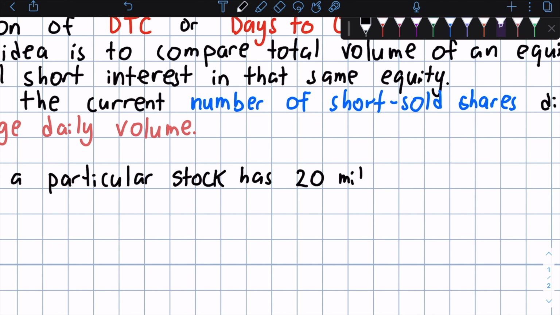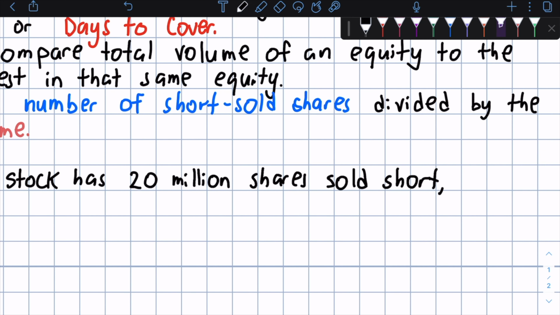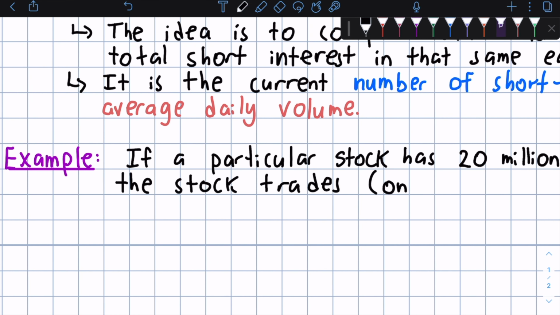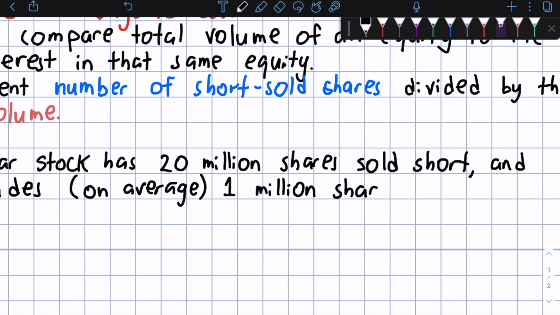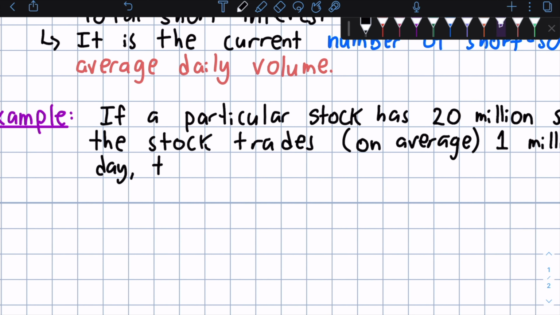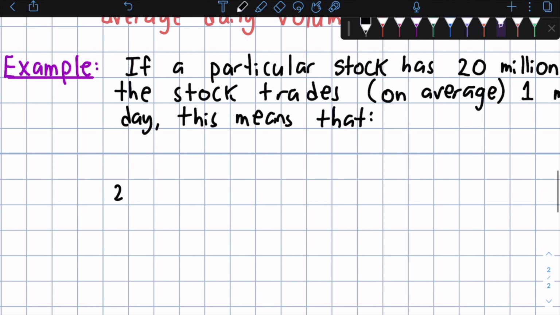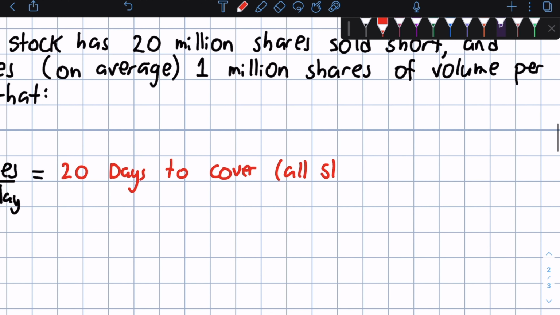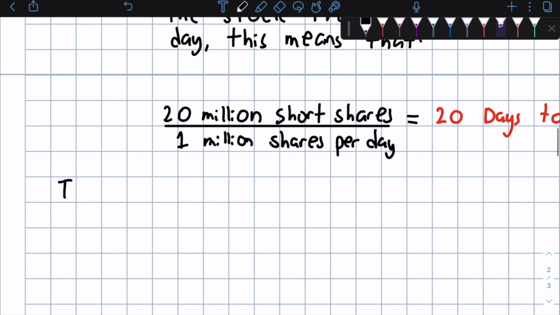So as an example, if a stock has 20 million shares sold short currently, and the stock trades on average 1 million shares of volume per day, this means that 20 million shares sold short divided by 1 million shares per day comes out to 20 days. So it'll take 20 days to cover all these short positions, all the short shares.